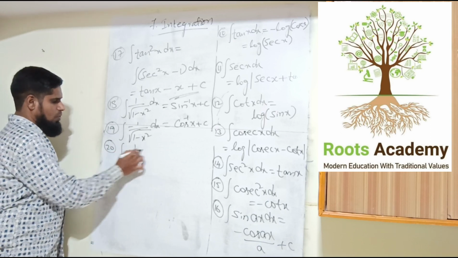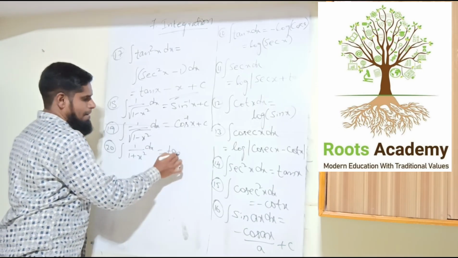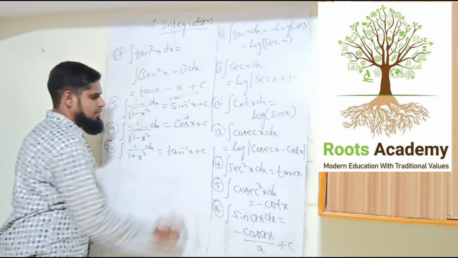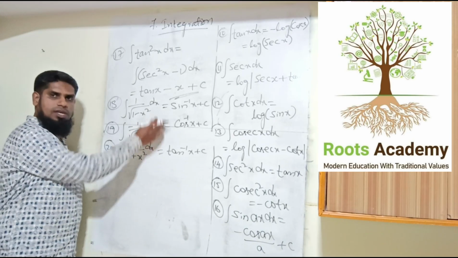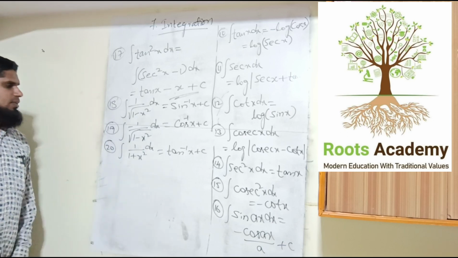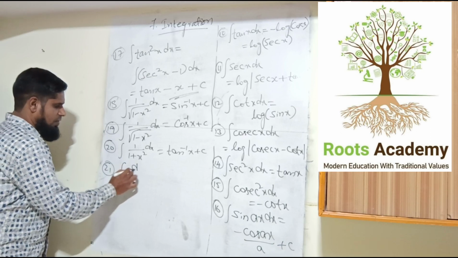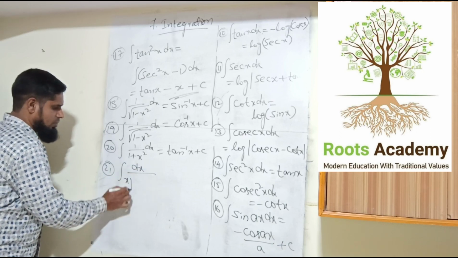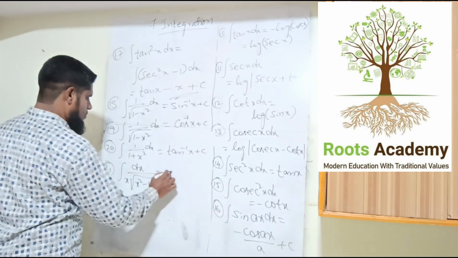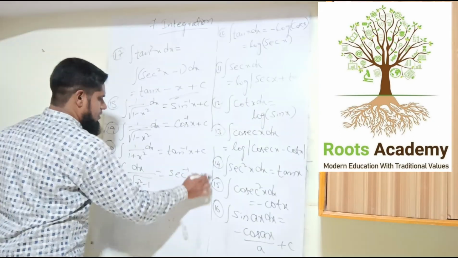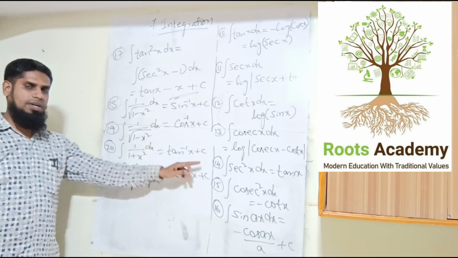Next, integration of 1 divided by 1 plus x square into dx is tan inverse x plus c. And of course students, other formulas you can easily write. Integration of 1 divided by x into root of x square minus 1 dx is equal to secant inverse x plus c. And if we take negatives, we will take cosecant inverse. And here if we take negative, we will get cot inverse.